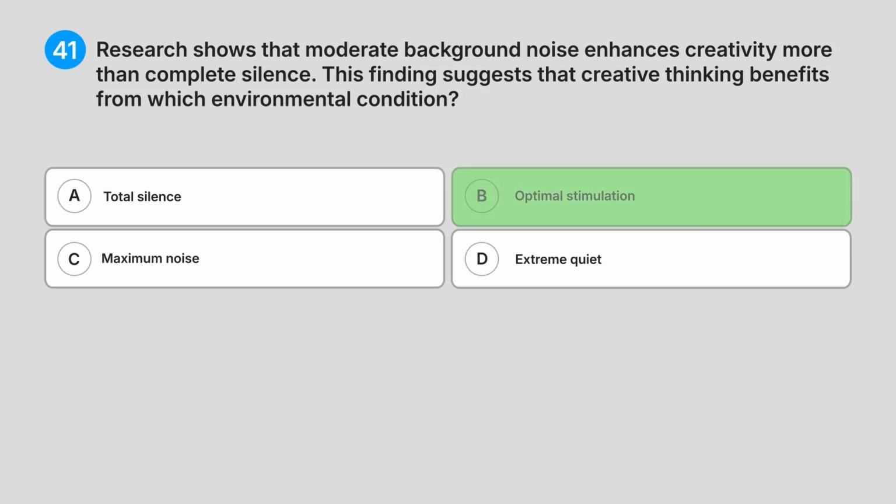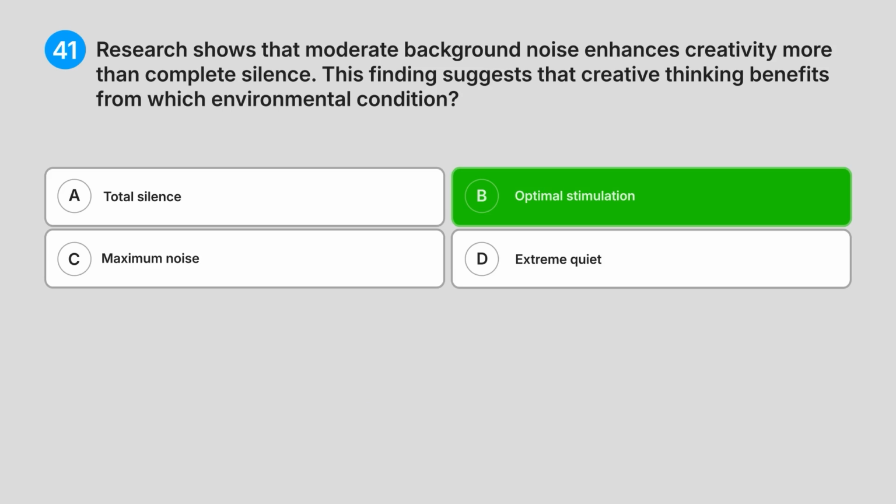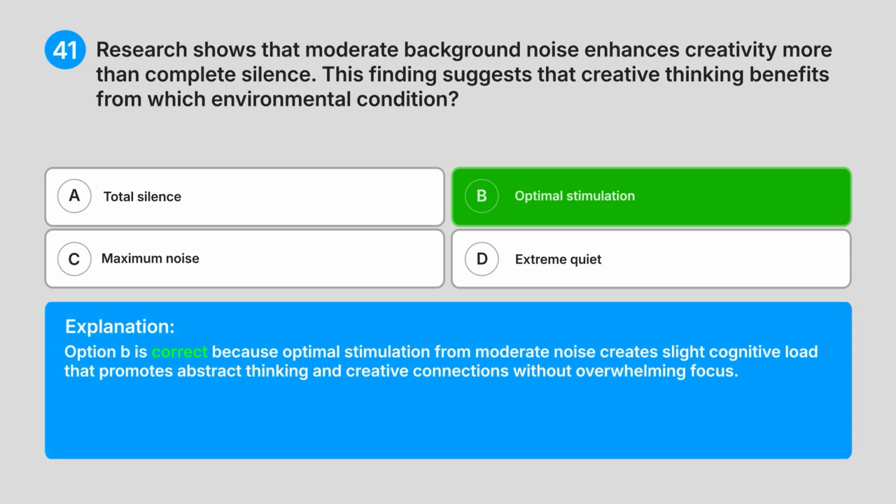Correct answer, B. Optimal stimulation. Explanation. Option B is correct because optimal stimulation from moderate noise creates slight cognitive load that promotes abstract thinking and creative connections without overwhelming focus.